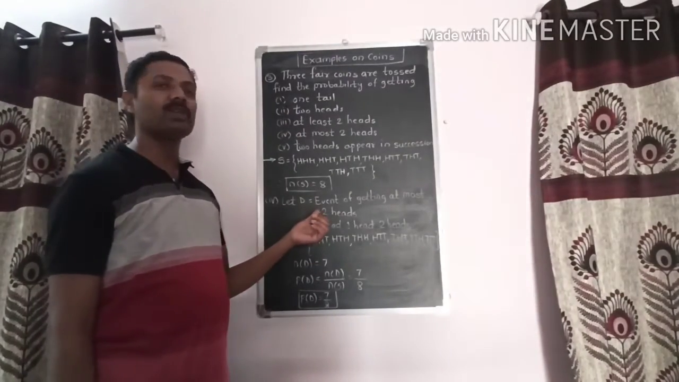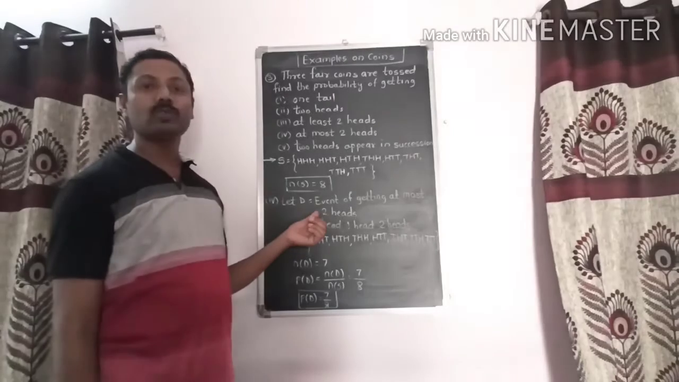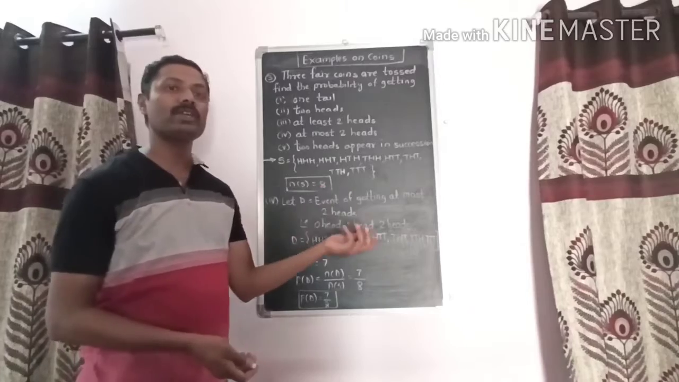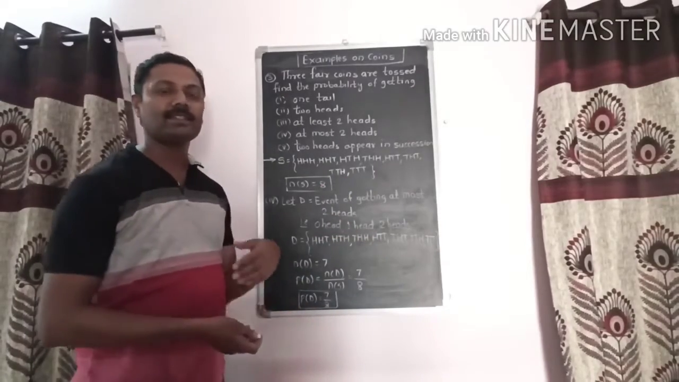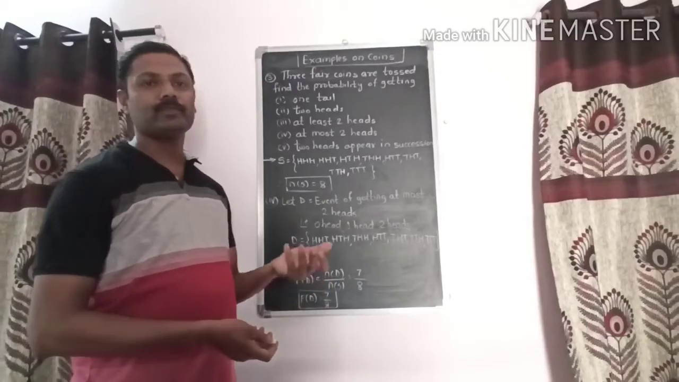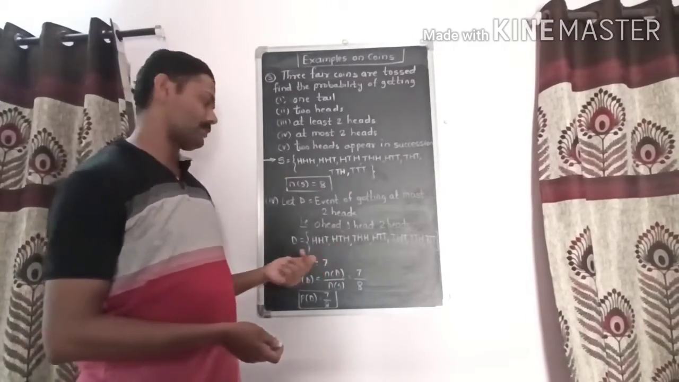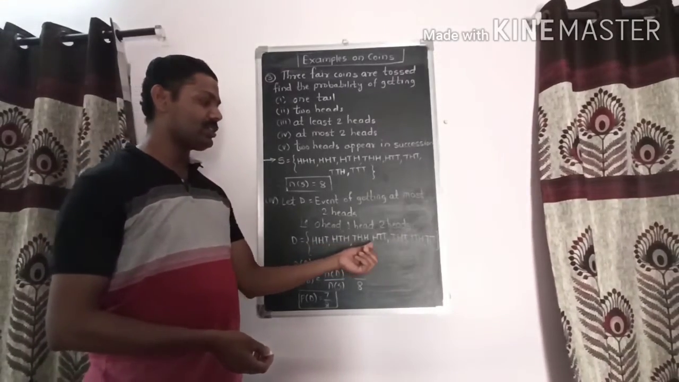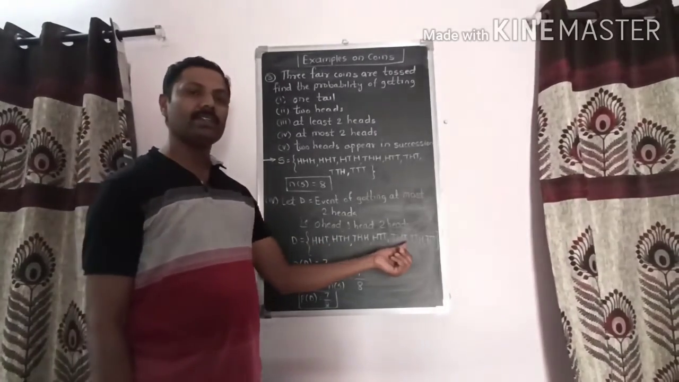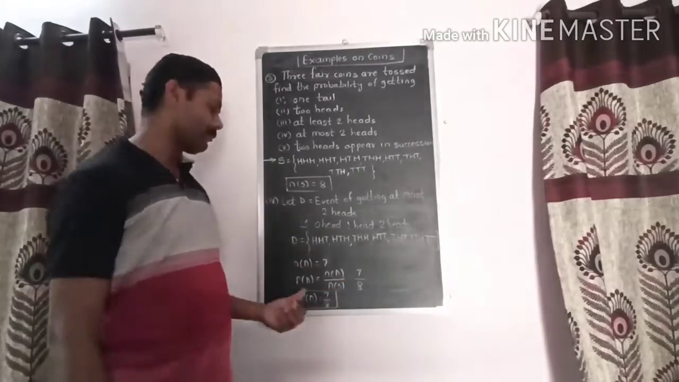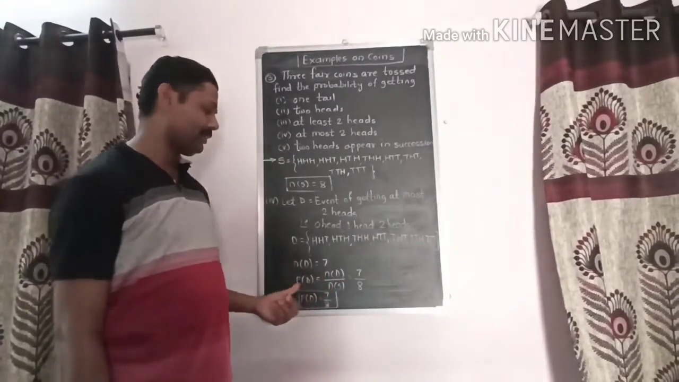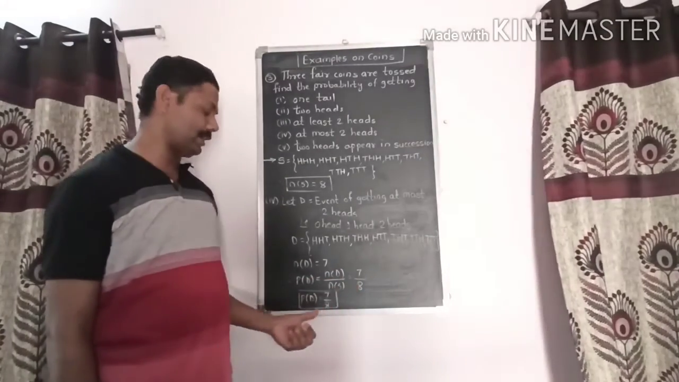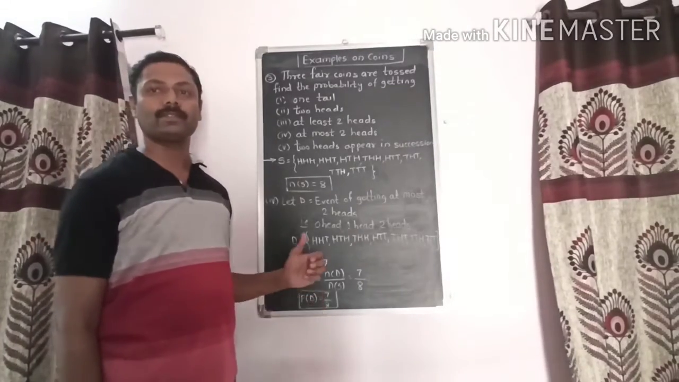Let D be the event of getting at most two heads. At most two heads means maximum two heads should be there. It means that we can get 0 heads, 1 head or 2 heads. So D is equal to {HHT, HTH, THH, HTT, THT, TTH, TTT}. So n of D is 7 here. Therefore P of D is n of D divided by n of S. It is 7 upon 8. So P of D is 7 upon 8.